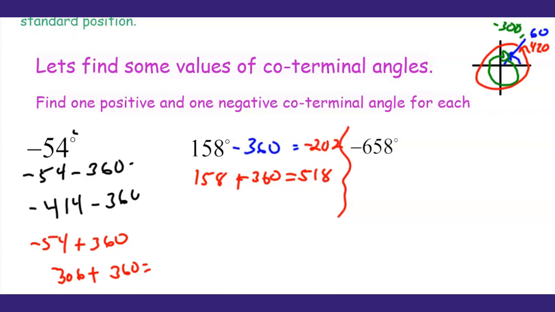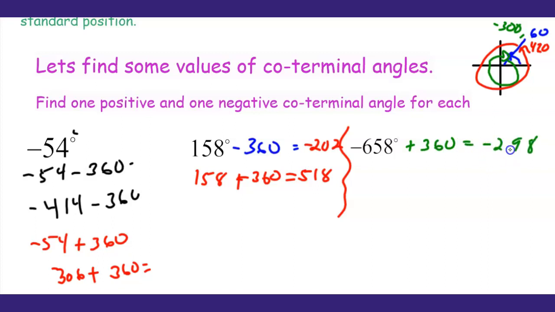And then one more. Negative 658. Minus 360. Actually, you know what we could do for this one? I'm going to add 360 because that's such a large negative number that if I add 360 to it, it'll still be negative. So negative 298.